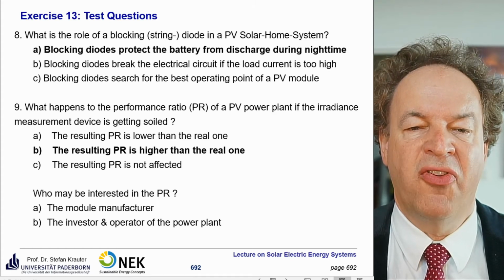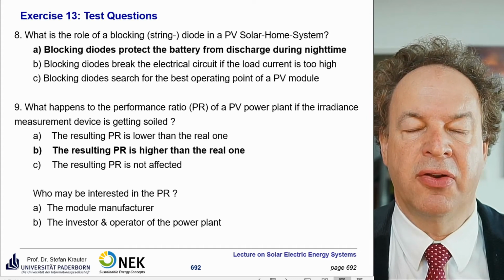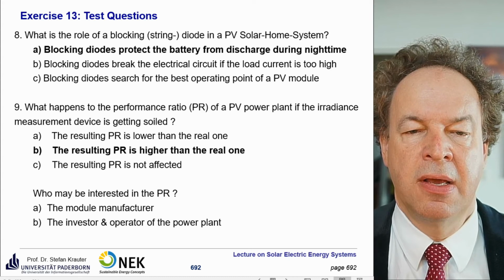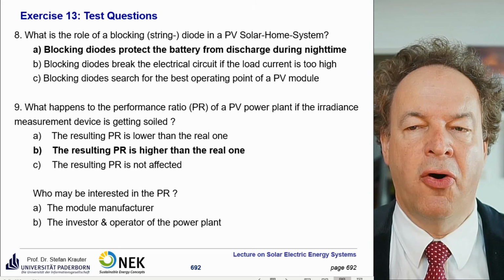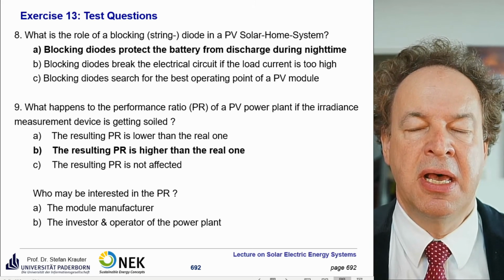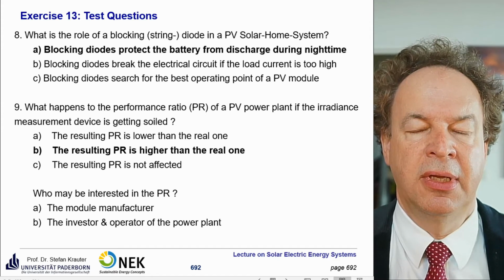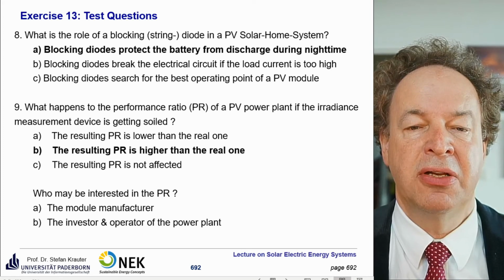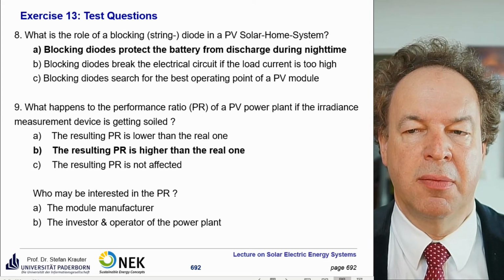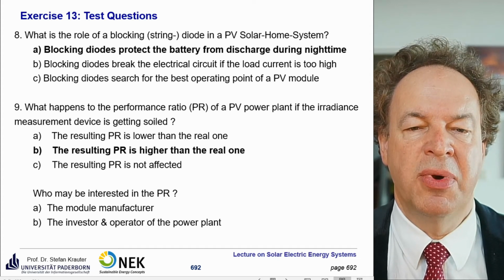Who may be interested in the performance ratio: the module manufacturer, the investor and operator of the power plant. So the module manufacturer just gives the data sheet values, that is the performance under standard test conditions. That means at constant 1000 watt per square meter of irradiance, air mass of 1.5 for the spectrum, a constant operation temperature of 25 degrees Celsius and perpendicular irradiance. So for him it doesn't matter because the module was measured when it came out of the factory, so he's not interested so much in the performance in the field.